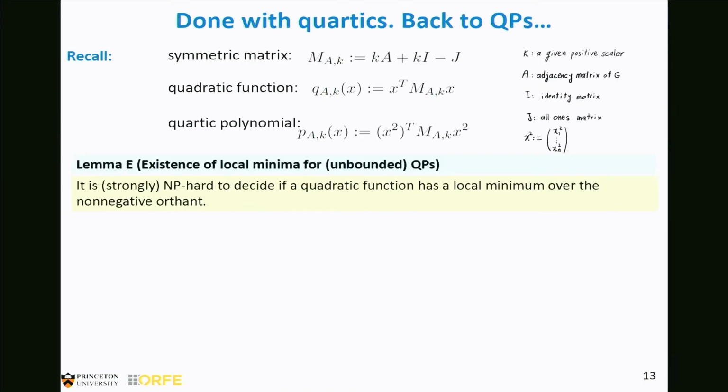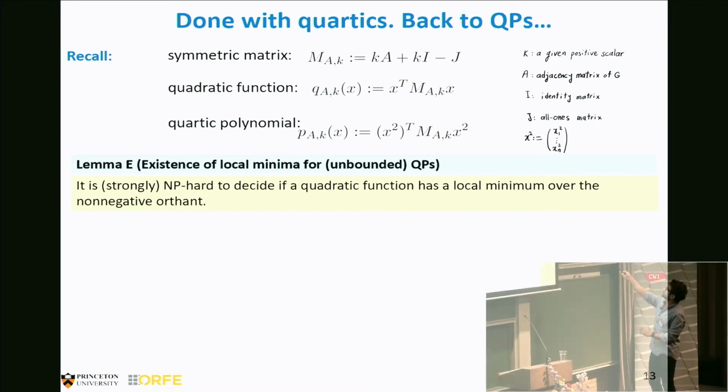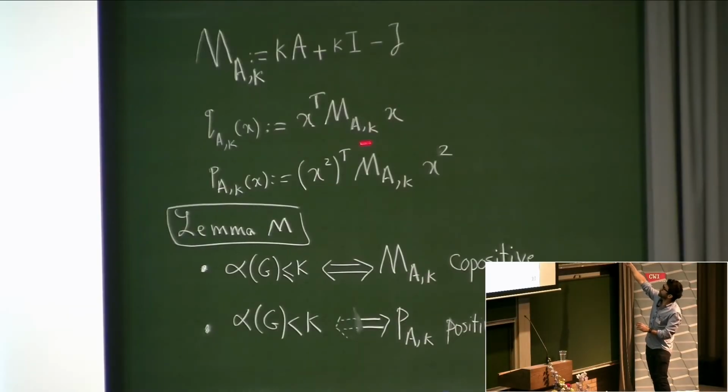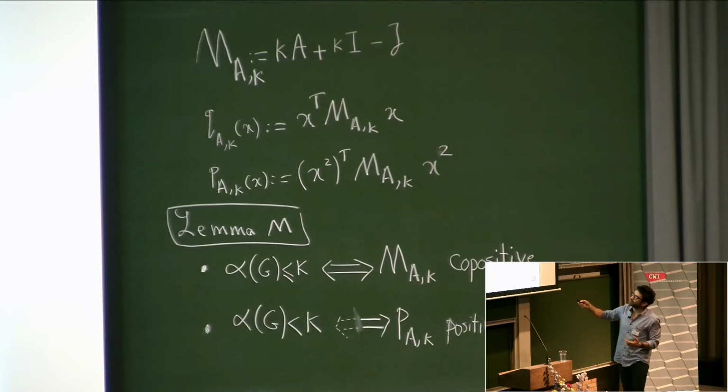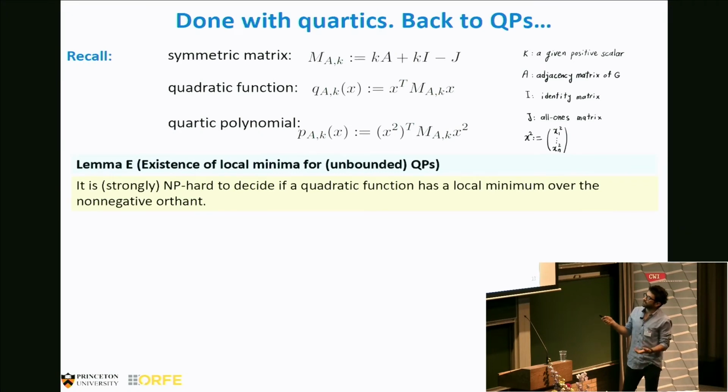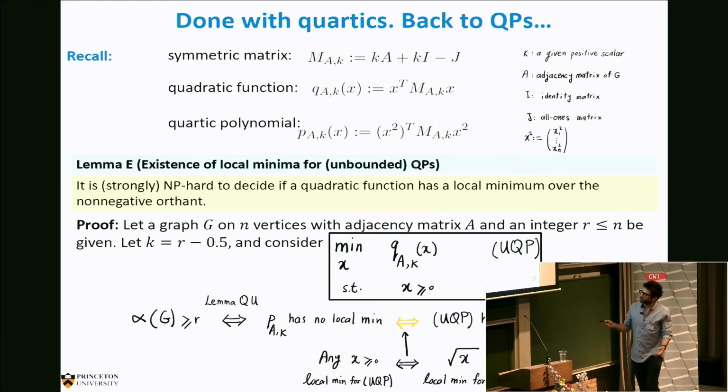Okay, so now we're done with quartics, and I want to go back to quadratic programs, and this will be more straightforward. So now I want to go back to this notation of the Q, which is a quadratic form, right? And the first lemma, I'm going to call it lemma E for existence of local minima for unbounded QPs. And it says it's NP-hard if you have a QP over an unbounded polyhedron to test if it has a local min. And the reduction is very straightforward.